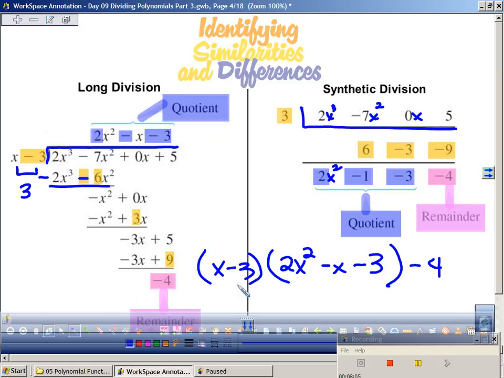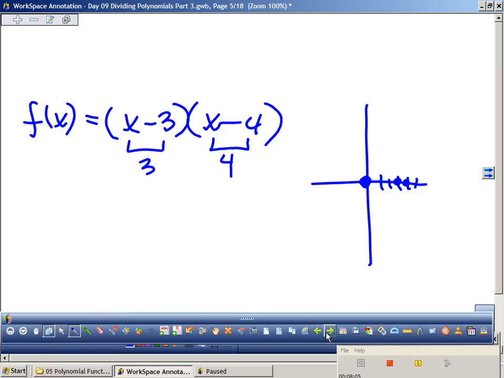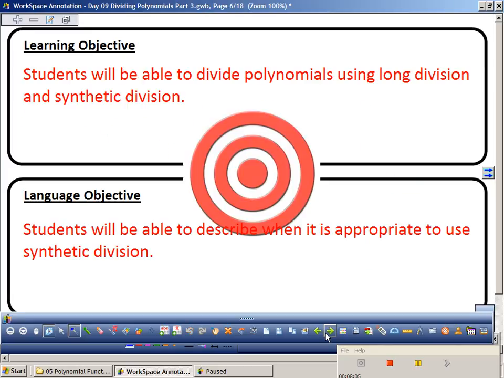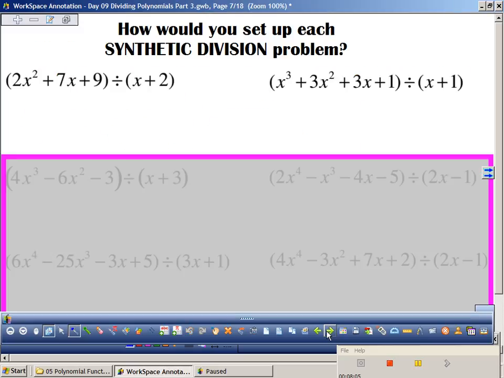Alrighty? Okay. We ready for this? All we're going to do at the very beginning is just set it up. I want to get you guys proficient at setting it up. Okay. So how would you set up the synthetic division problem? The first thing I'm going to ask myself is, are there any holes? 2, 1, none. Are there any holes? No. No. What's my 0?